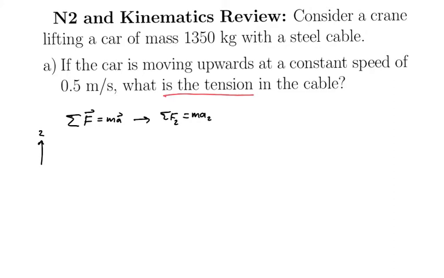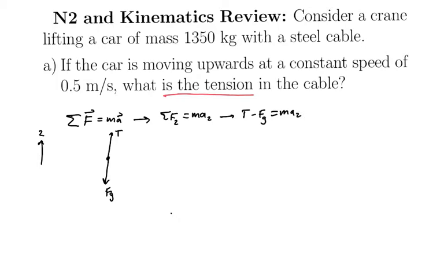So how many forces are acting on this object? I can get a free body diagram going on. Gravitational force is pulling the car downwards. The tension is pulling the car upwards, and so the sum of the forces will be T minus Fg. That minus sign is there because I said my coordinate system is straight upwards. That is equal to the mass times the acceleration in the z direction.